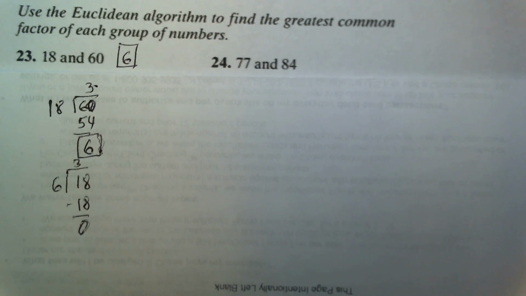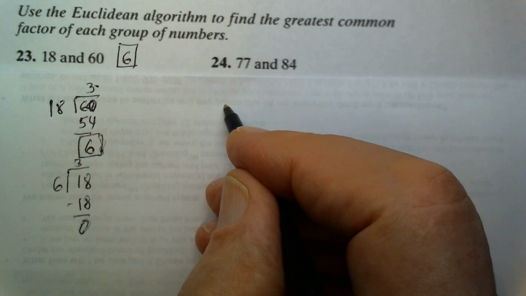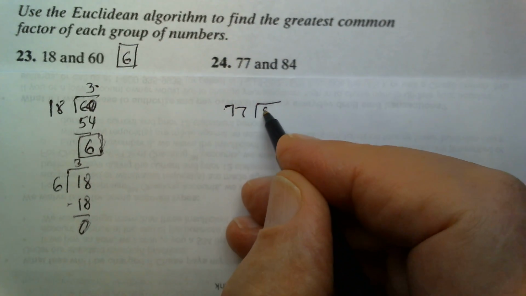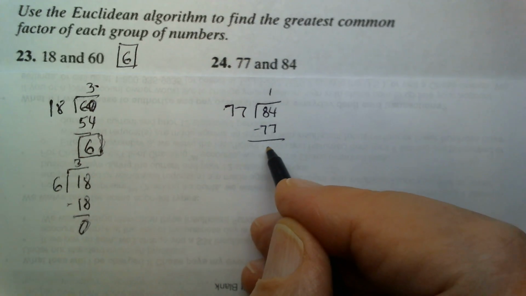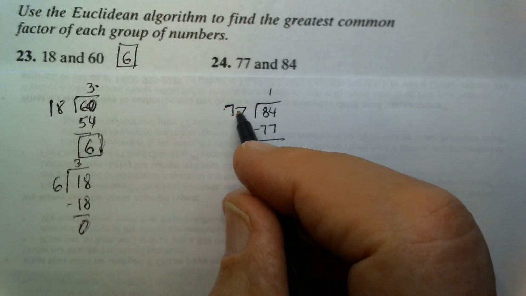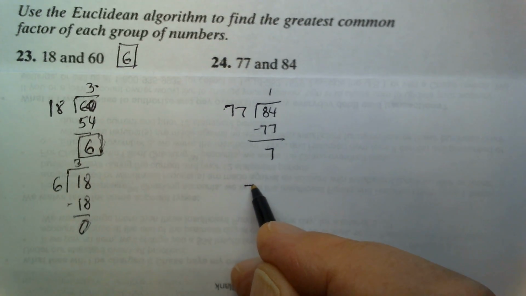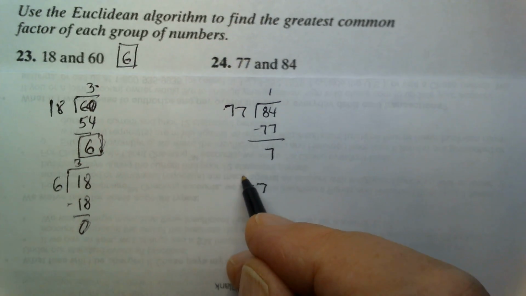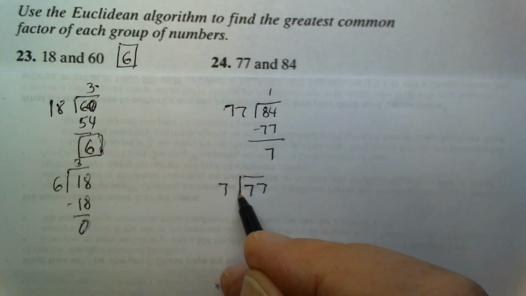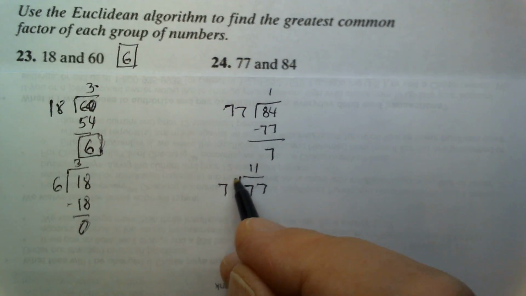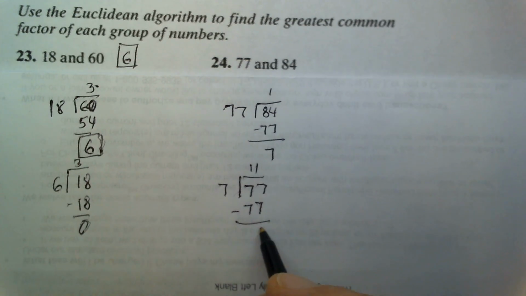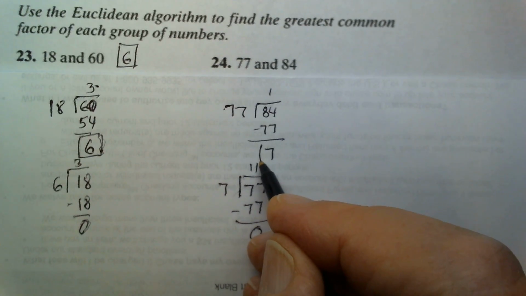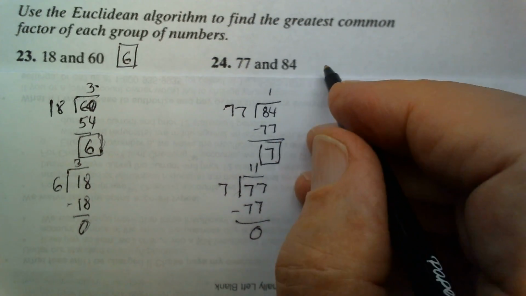So for number 24, we divide 77 into 84, so 77 divided into 84 is 1, and 1 times 77 is 77. We subtract. So the remainder is 7, so we use this 77 now, 77 divided by the remainder of 7, and that's equal to 11, and 11 times 7 is 77. We subtract, and the remainder is 0. Therefore, 7 is the greatest common factor of these two numbers.